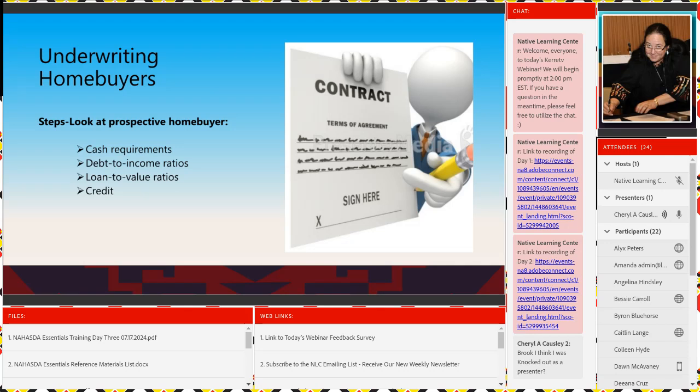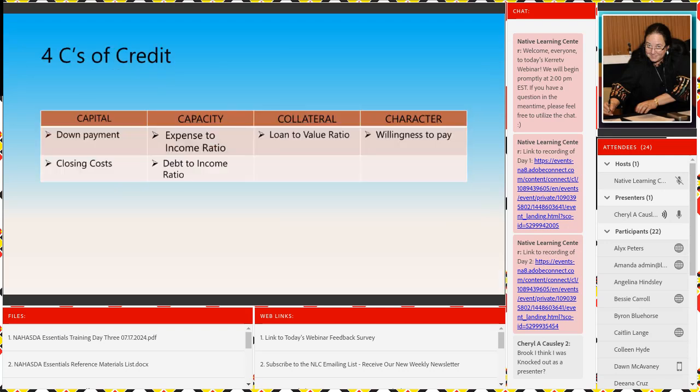Underwriting home buyers, steps to look at a prospective home buyer: what kind of cash requirements, debt to income ratios, loan to value ratios, and what kind of credit. Your 4 C's of credit: the capital, the capacity, the collateral, and the character. Down payment, the expense to income ratio, the loan to value ratio, and their willingness to pay, and then your closing cost. What is their remaining debt to income ratio?